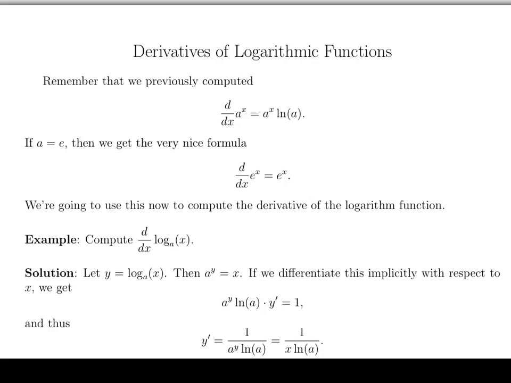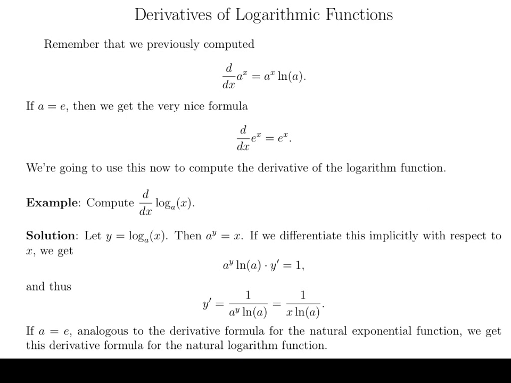Now we follow the usual method. When using implicit differentiation, our goal is to solve for y prime. So we take this equation and solve for y prime, and we get that y prime is equal to 1 over a to the y log a. And now here's the key step. This a to the y turns into x because of the equation we have here. That's what a to the y is equal to. So that gives us a formula for the derivative of log base a of x.